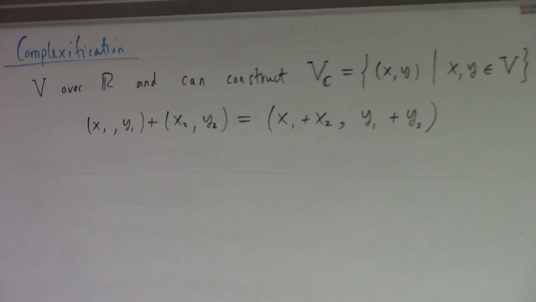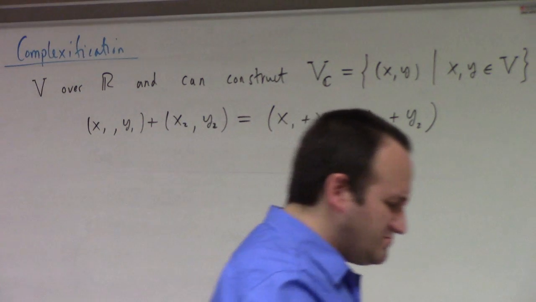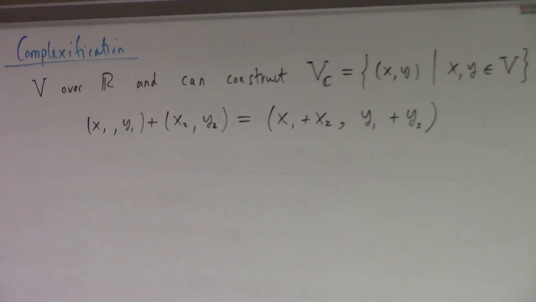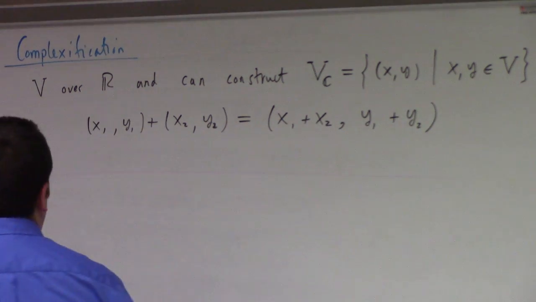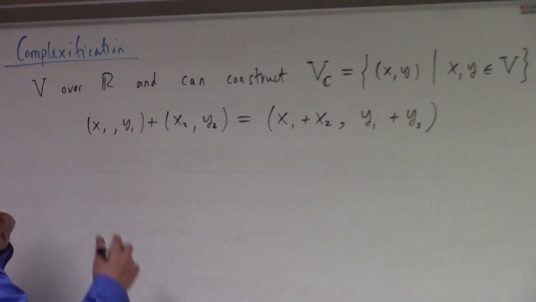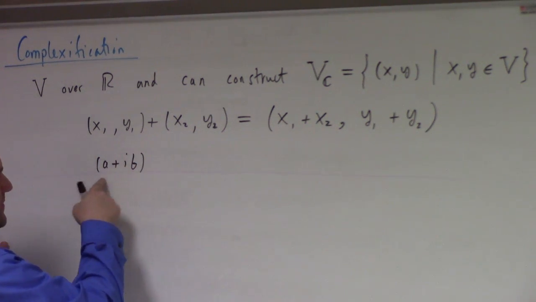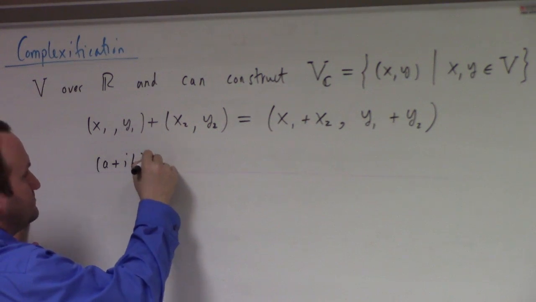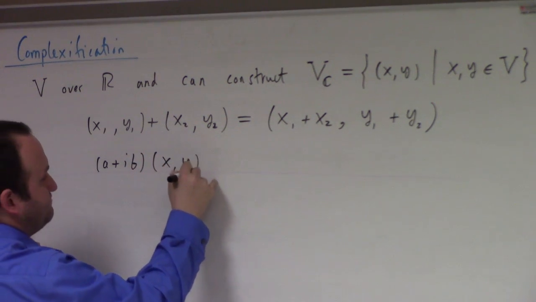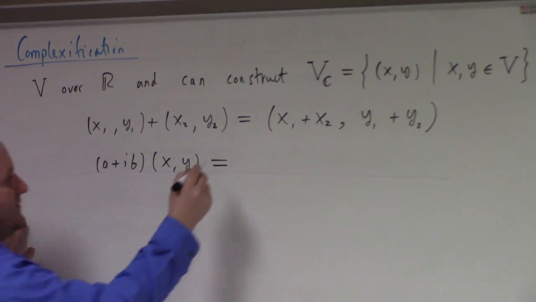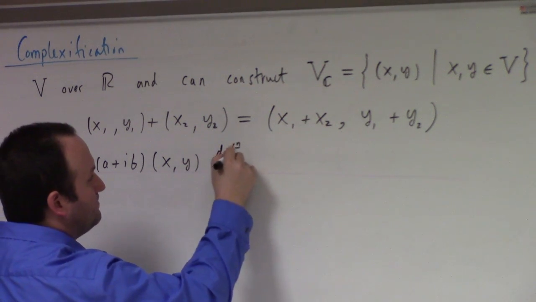Of course, if you just take real scalar multiplication, this would just be a real vector space of dimension 2, twice the dimension of V. But that's not what I'm going to do. I'm now going to describe a scalar multiple, how to multiply a plus ib times the vector (x, y). So here's the definition of scalar multiplication in the complexification.